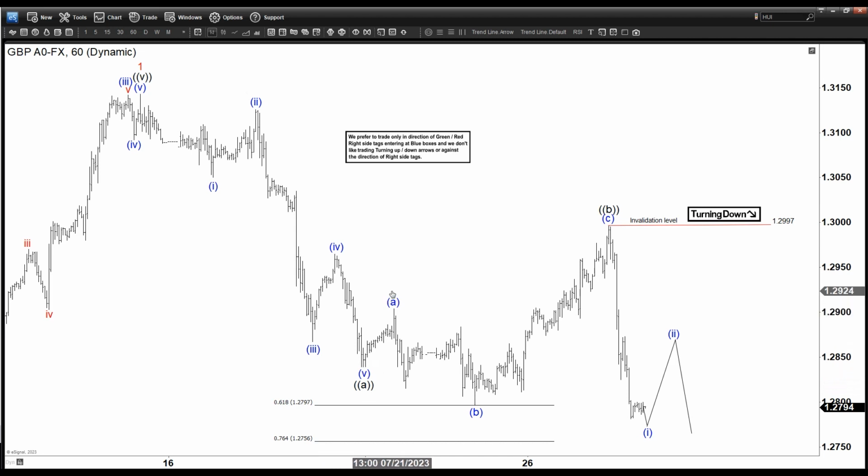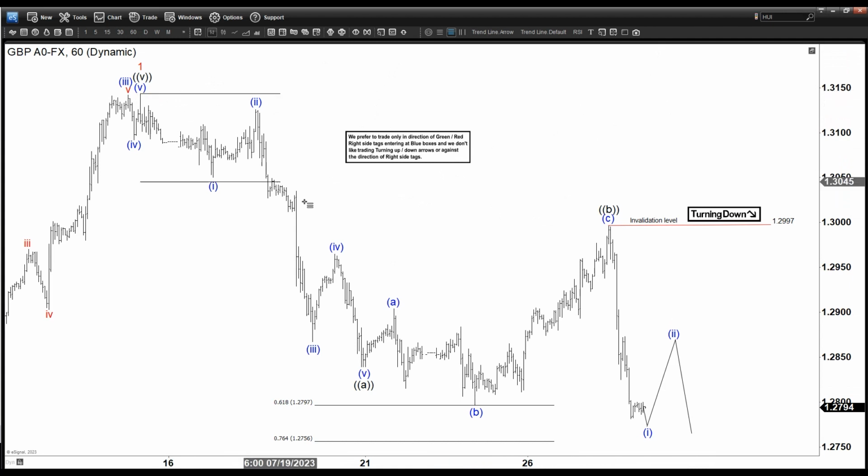From here, we have an expanded flat correction ABC ending B. Then now it has turned lower again, breaking below the previous low. So that means we have started a new leg down within the C leg. Now typically when you have a 3 wave structure like this, in the form of ABC or WXY, the target on the downside, or the target on the upside depending whether it is rallying or going down, is typically going to be 100% minimum as a correction.